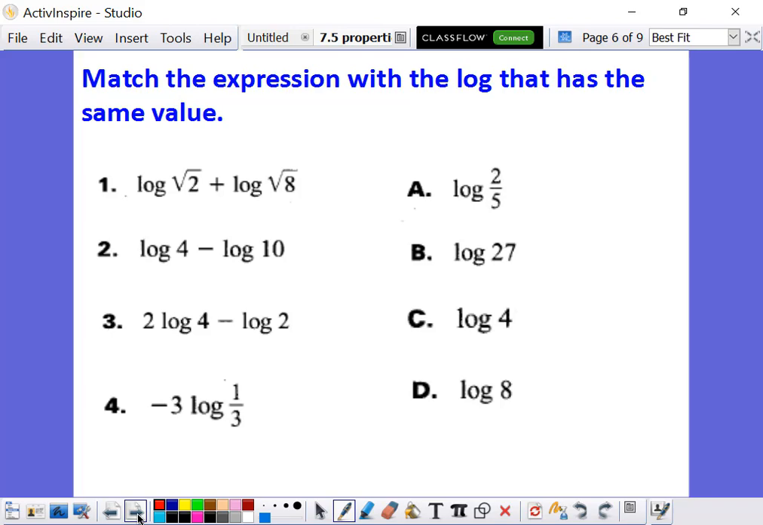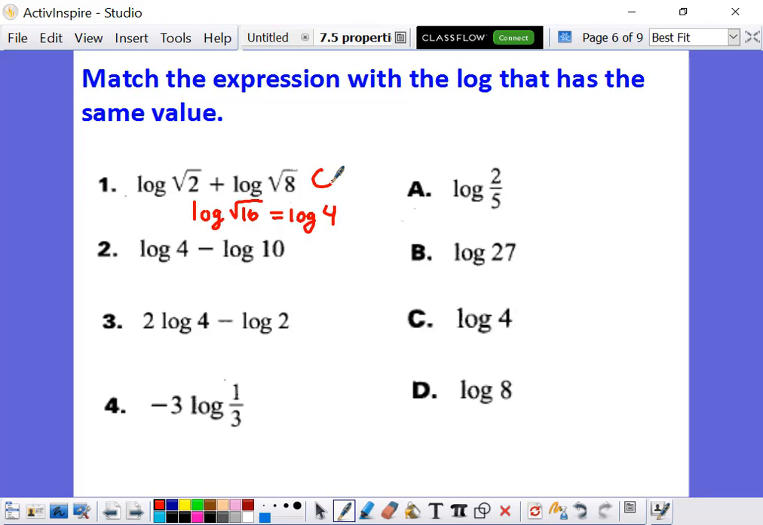Okay, hopefully you're back. I love matching because once you get started with matching, it gets easier the farther you go. So I'll go through this quickly again. You should have first seen that this is addition, so you can take the square root of 2 and the square root of 8 and multiply them, and you get the square root of 16, which we know simplifies to log of 4. So we should have matched 1 with answer choice C.